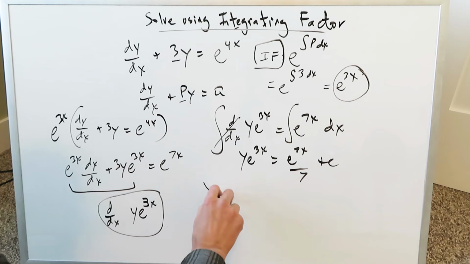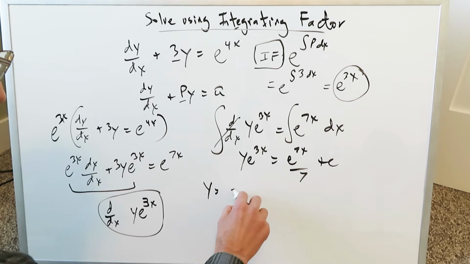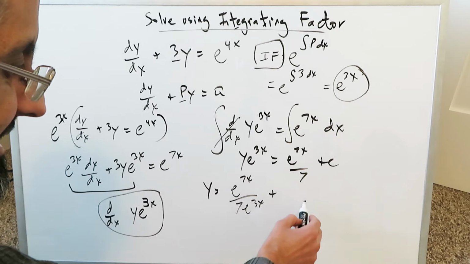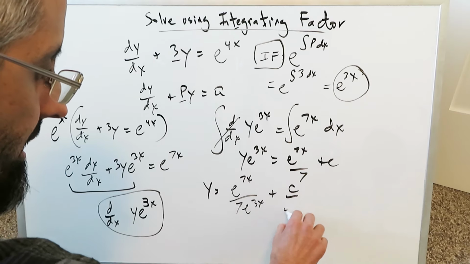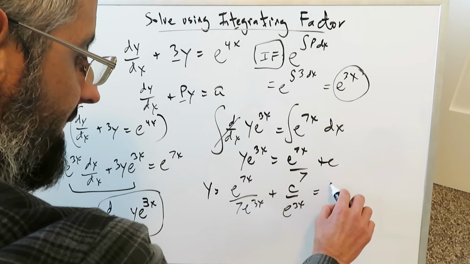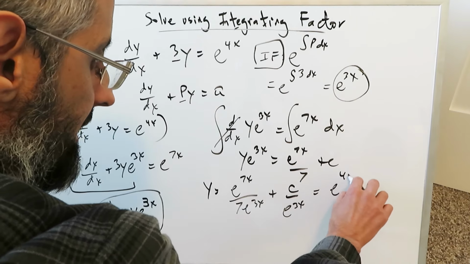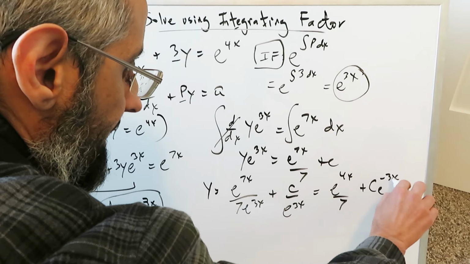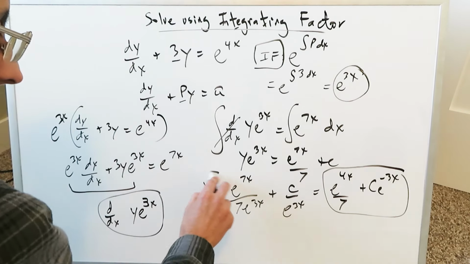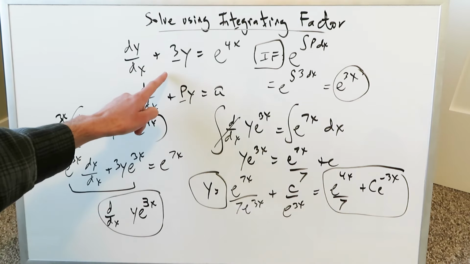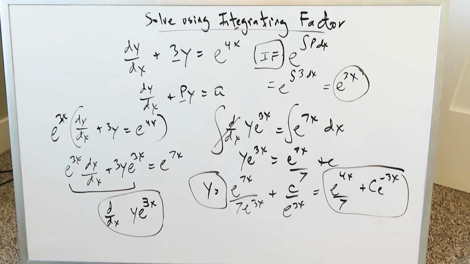But you can solve for y and take e to the 3x to the other side. You'll have e to the 7x divided by 7e to the 3x plus c over e to the 3x. And if you want, you can clean this up and write a good answer. You'll have e to the 4x over 7 plus ce to the minus 3x. This right here, along with this y, represents the function for which this differential equation is true, and it would be right.